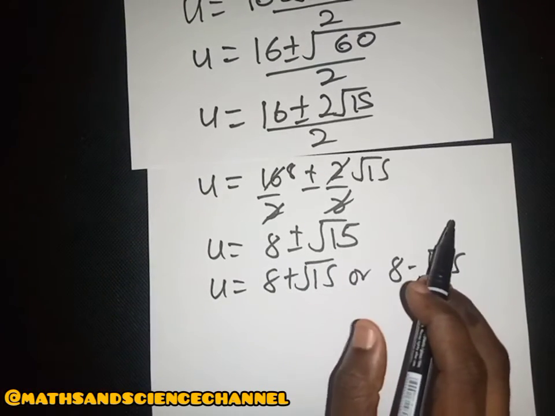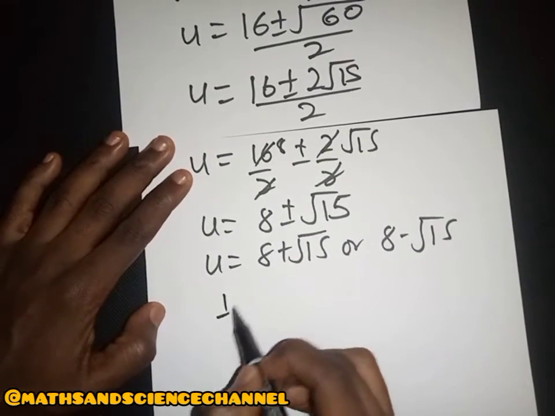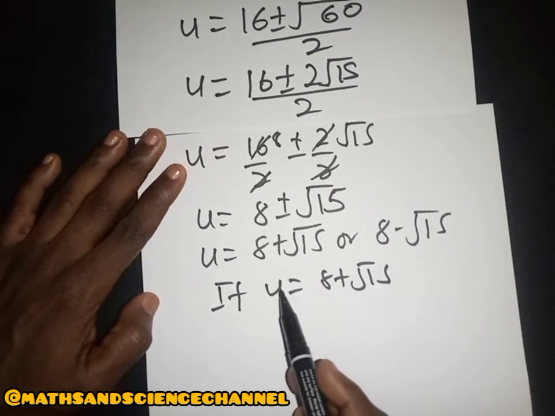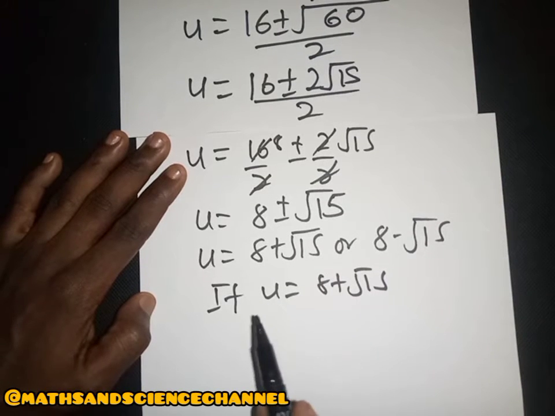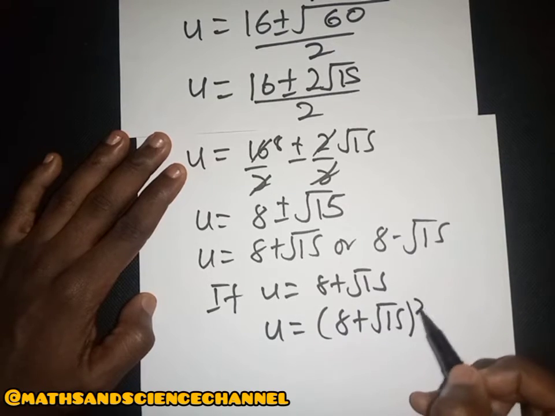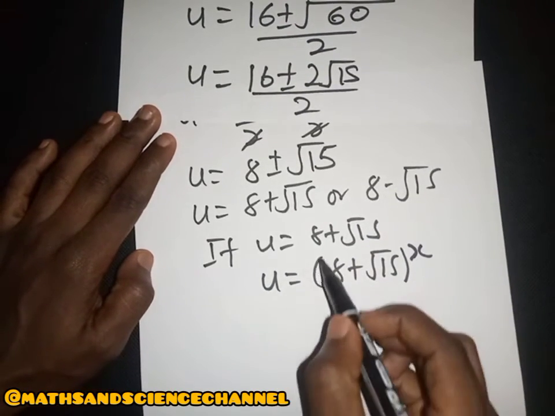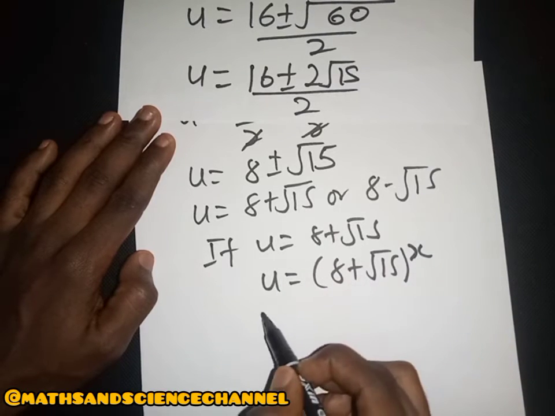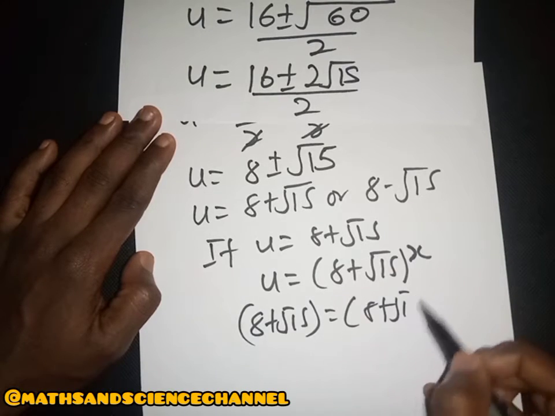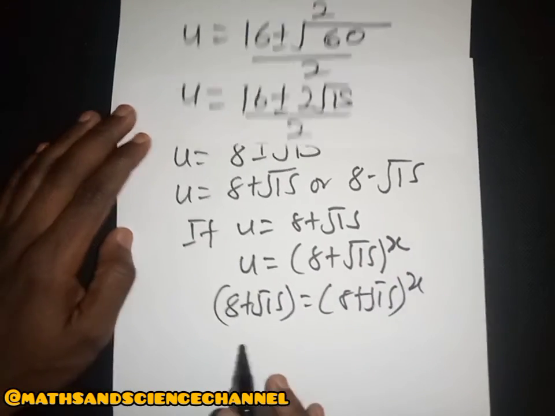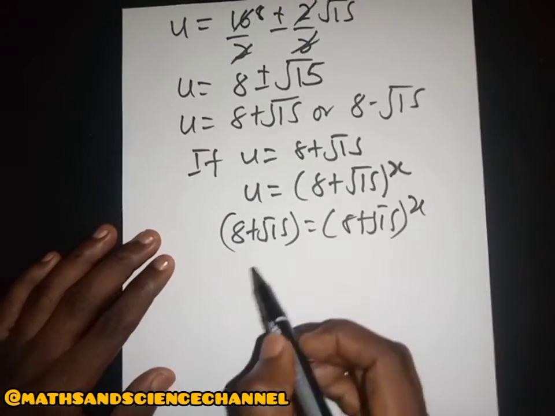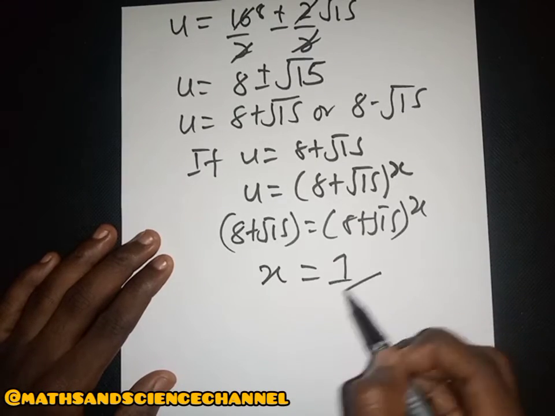in this case. Now, what we are going to do next is that if u is equal to 8 plus the root of 15, remember we said that we are looking for the x, not u. But then we said that u is equal to 8 plus the square root of x in this case, right? So from here, if u is equal to the whole of that, which means that 8 plus the root of 15 here will be equal to 8 plus the root of 15 to the power x. Then you realize that since the bases are the same, therefore we can conclude that x equals 1 in this case.